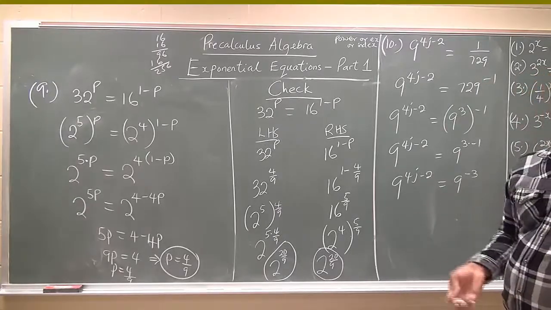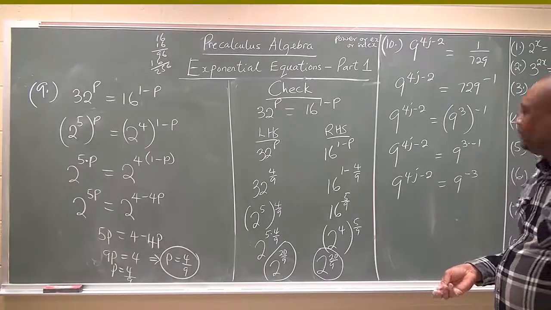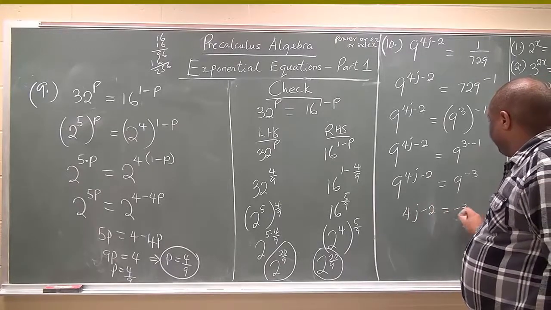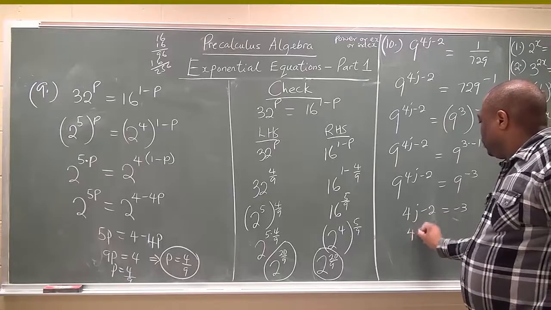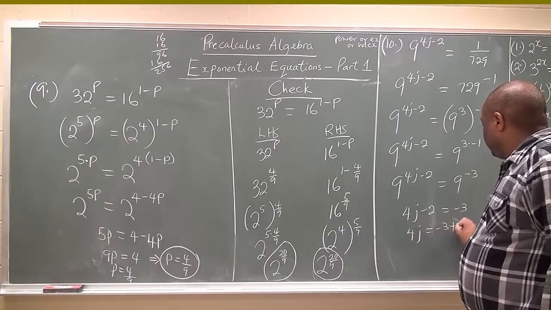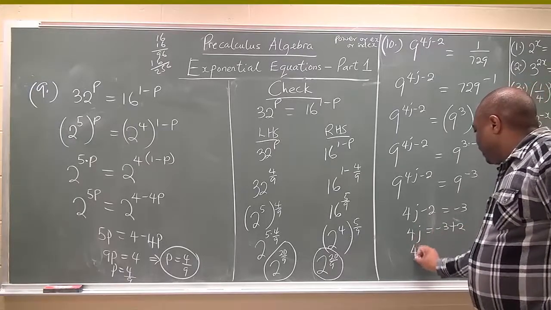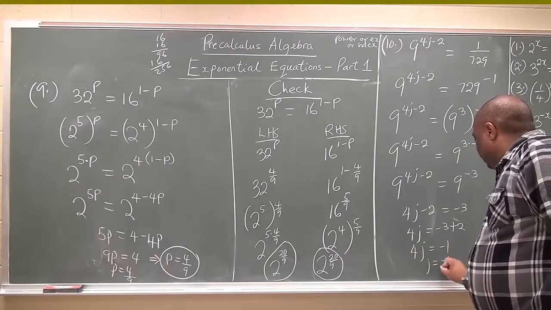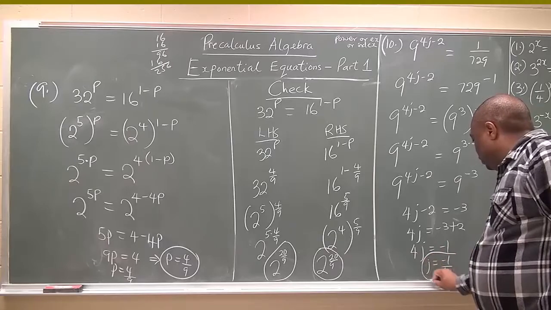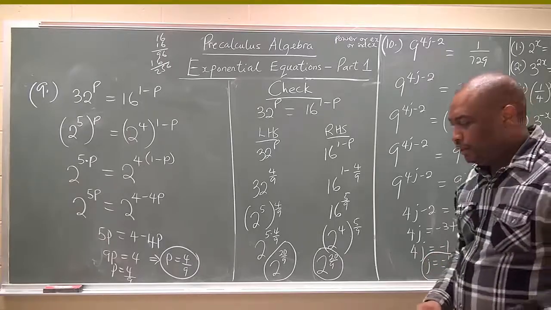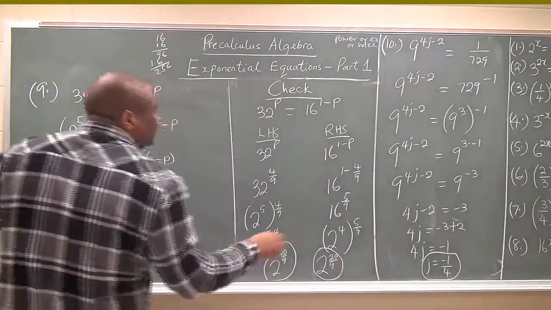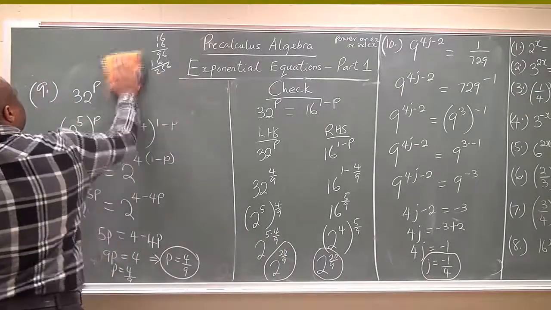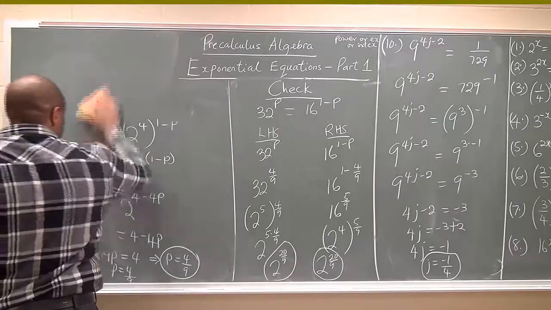So now you can equate their exponents. So this is 4j minus 2 equal to negative 3. 4j will be equal to negative 3 plus 2. And then 4j will be equal to negative 1. j will be equal to negative 1 over 4. j will be equal to negative 1/4. The next thing we have to do is to do what? Check our work.